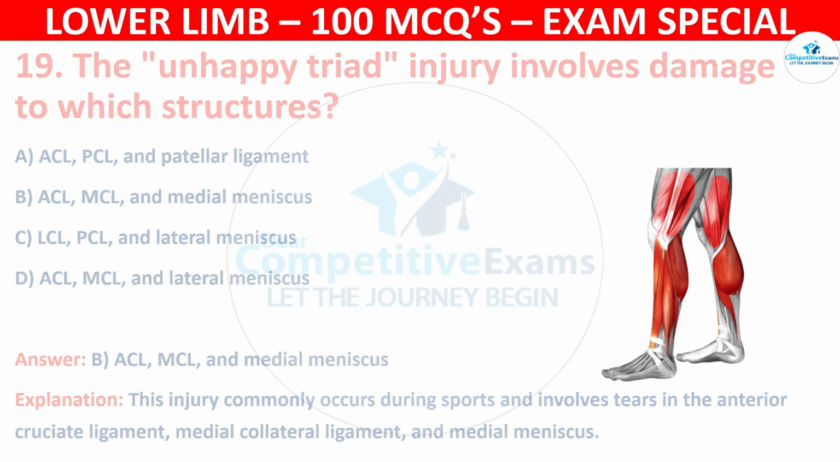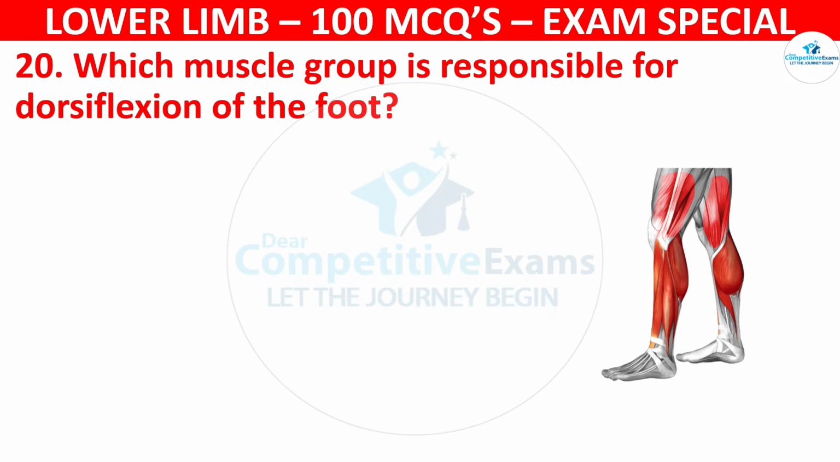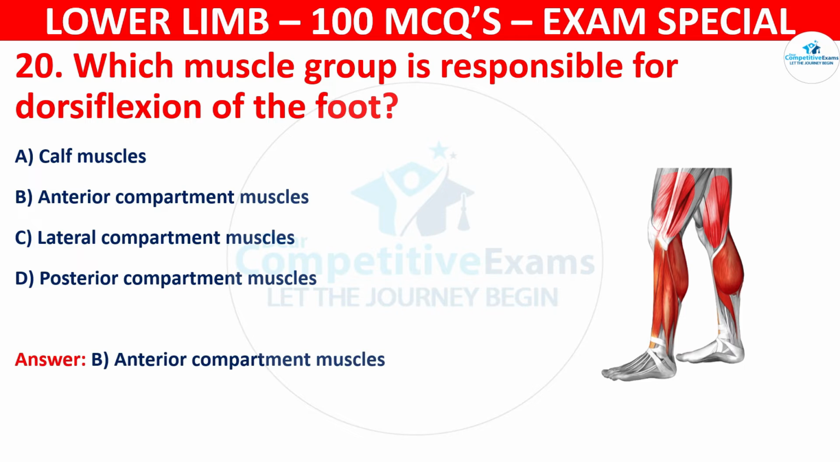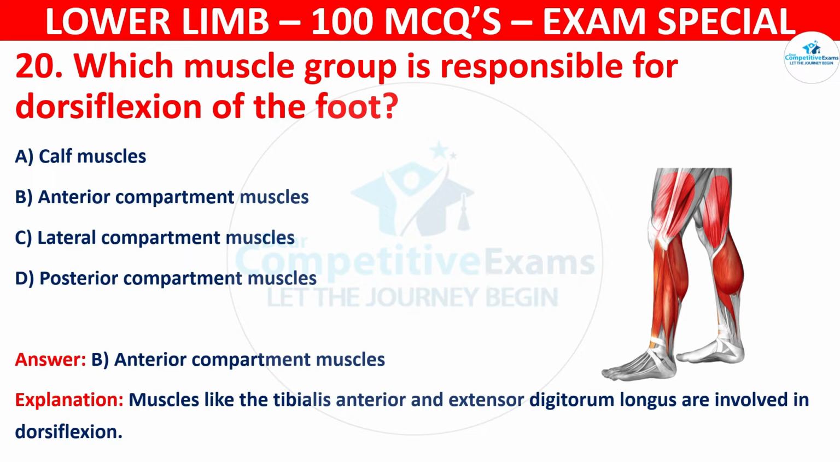Question number 20. Which muscle group is responsible for dorsiflexion of the foot? Your options are calf muscles, anterior compartment muscles, lateral compartment muscles, or posterior compartment muscles. The correct answer is B, that is anterior compartment muscles. Muscles like the tibialis anterior and extensor digitorum longus are involved in dorsiflexion.